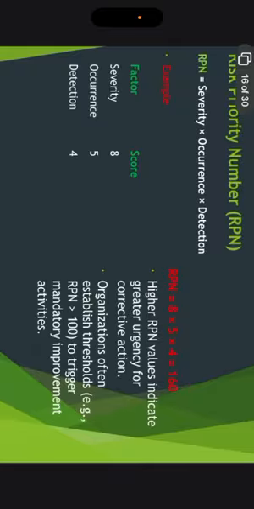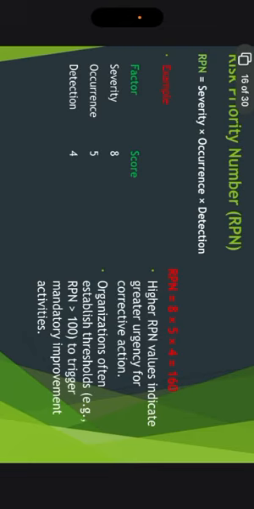The RPM is the risk priority number. Risk priority number is a multiplication of severity times occurrence times detection. In your assignment, you will be given a clue to calculate the risk priority number. Factor: severity 8, occurrence 5, detection 4. What is the risk factor? The risk factor is 160 when the 3 are multiplied together.